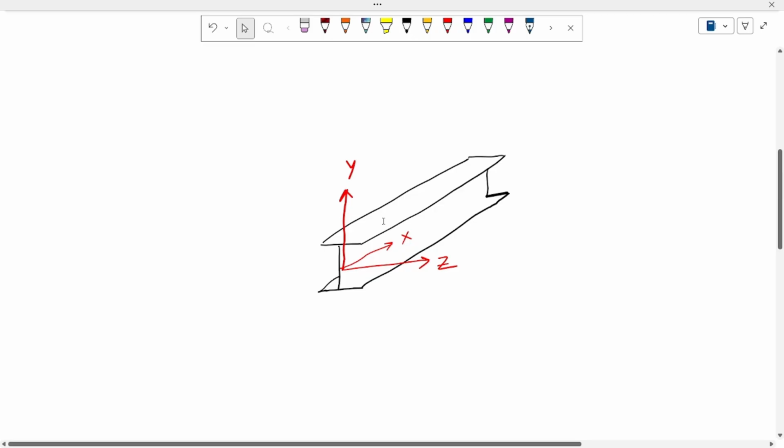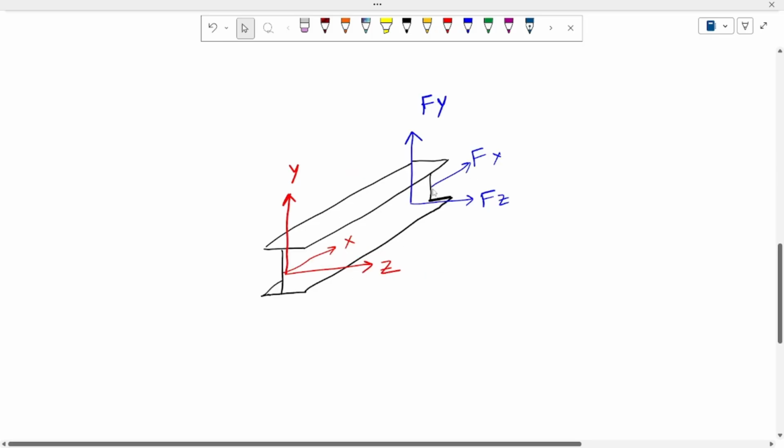These are the local axes in any member. Along the length of the member you have the x-axis. Along the major bending direction you have the z-axis. Along the minor bending direction you have the y-axis. The force in the x direction is called Fx, the tension or compression force. The force in the y direction is called Fy, the shear force in the y direction. Or you have Fz, the shear force in the z direction.